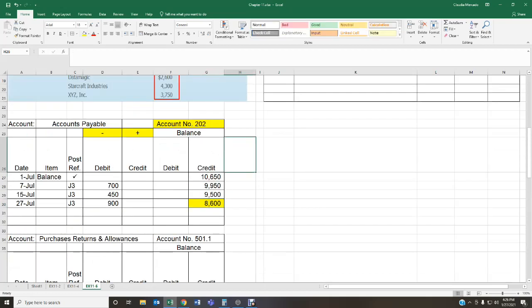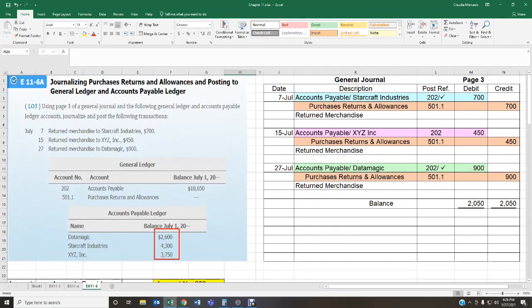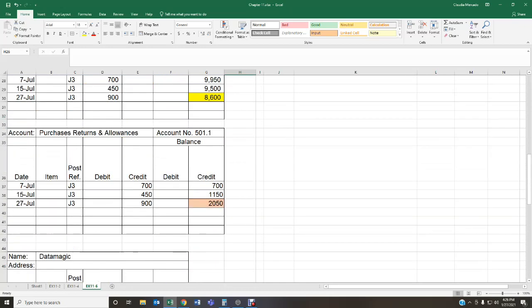So let's recap. We processed the different returns. We've got 3 returns. We journalize them. Every time we journalize a return that was done on account, we debit accounts payable, we credit purchases, returns, and allowances. We transfer the information from your journal to your respective general ledgers. We have 2 general ledgers, accounts payable and purchases, returns, and allowances.